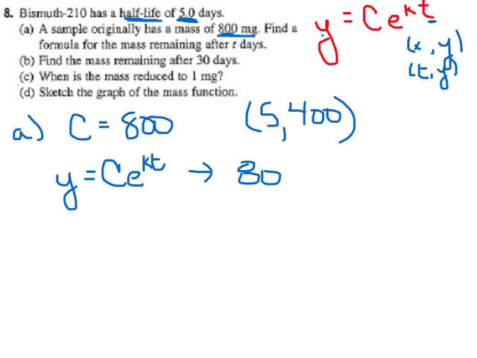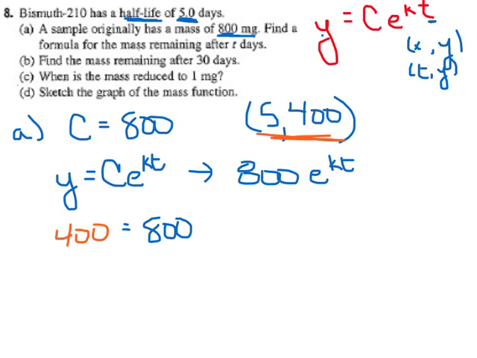We're going to use 800 for C. And now, maybe I'll use a different color, throw in this point. So 400 equals 800, that's my C, e to the kt. T is going to be 5, but we don't know our k. Alright, so now we have an equation we can solve, right?